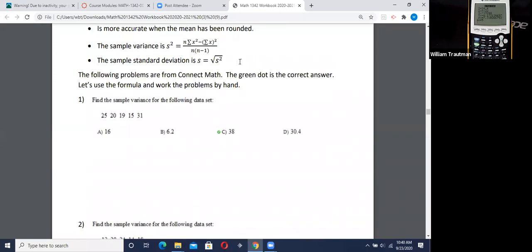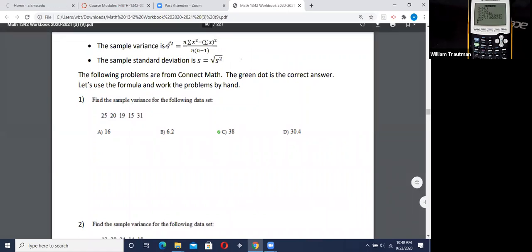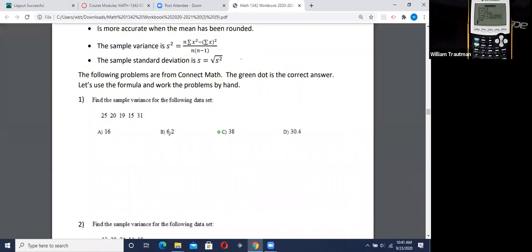Find the sample variance, and the symbol for sample variance.